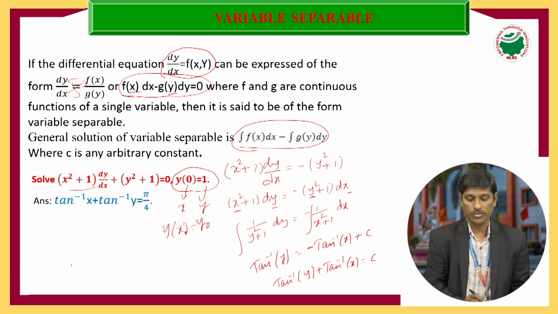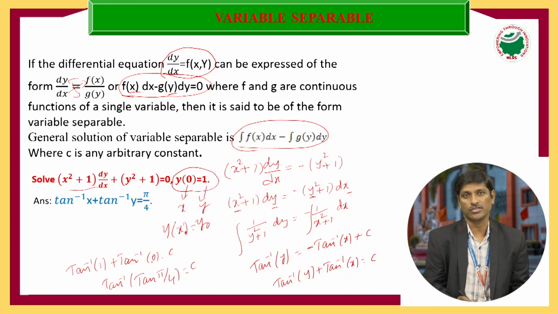Then what do you get? y is 1, so tan inverse of 1 plus tan inverse of 0 is equal to c. Tan inverse of 1 is pi by 4, so pi by 4 is equal to c. Why? Because tan inverse 0 is nothing but 0, obviously tan 0 is 0. From this we can write c is equal to pi by 4, and substitute this c value in this one.